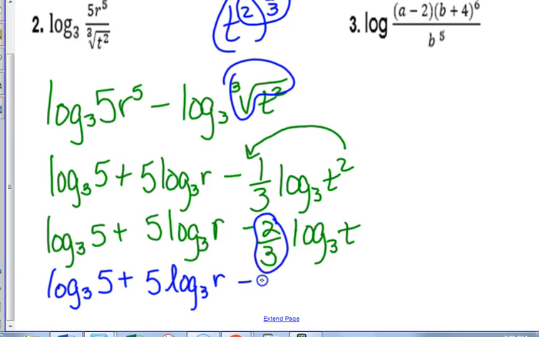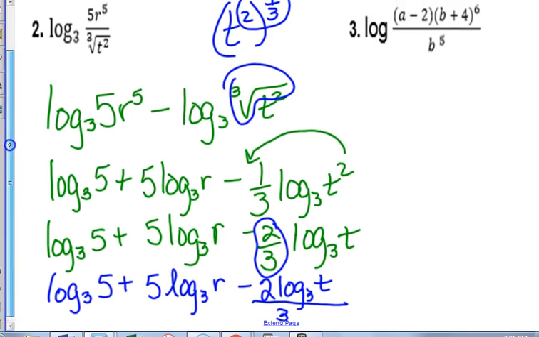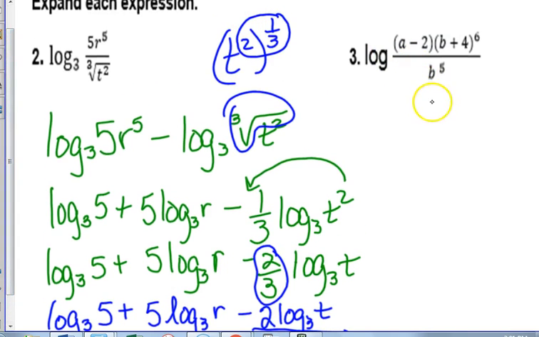It actually looks like this, I think: minus 2 log base 3 of t all over 3. Is that the same as minus 2/3 though, guys? Yeah. Okay. Just be careful. When you see that giant over 3, it's the same as a third. Okay. Who wants to try 3? Be careful you don't distribute anything crazy here.